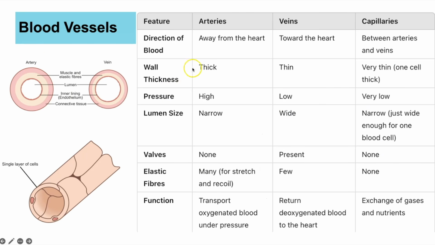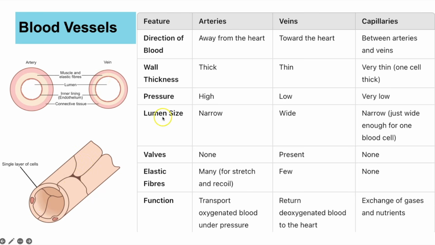So the thickness then, arteries have the thickest of the walls. Veins have a thinner wall, but the thinnest of all of them is a capillary, and that's because a capillary is just made up of a single layer of cells. The pressure of the blood is high in the arteries, it's lower in comparison in the vein, and it's at its lowest in the capillaries.